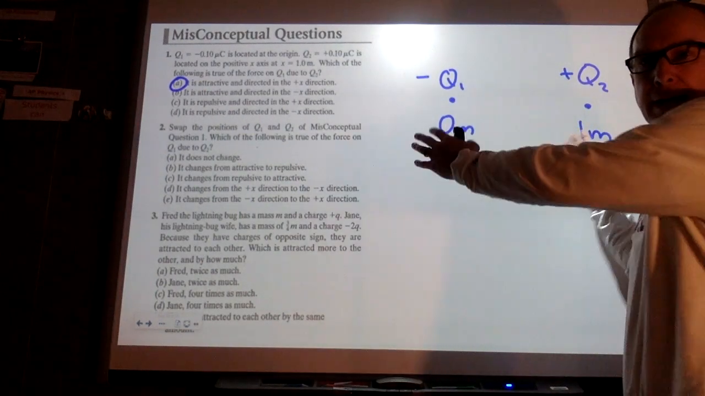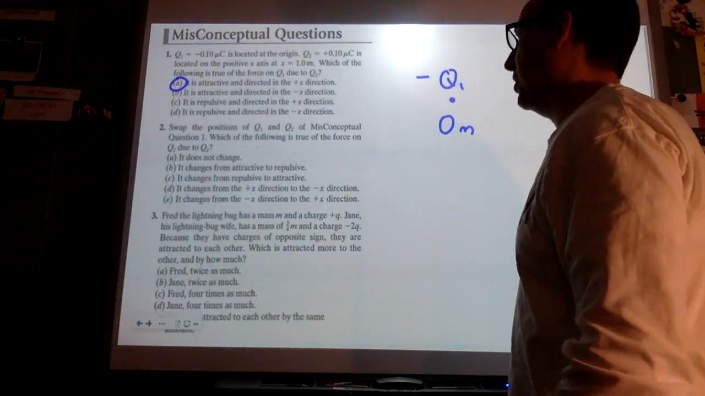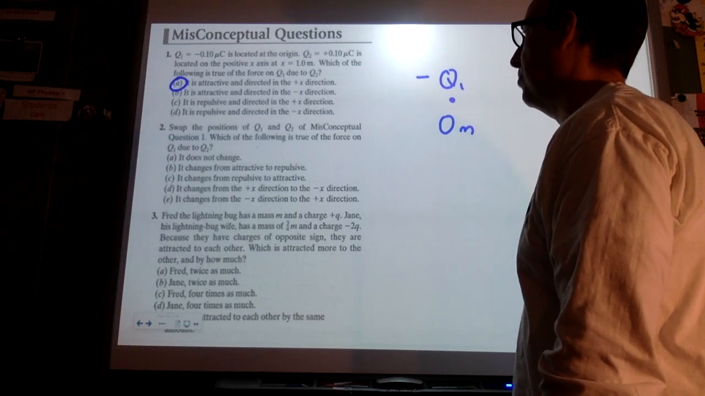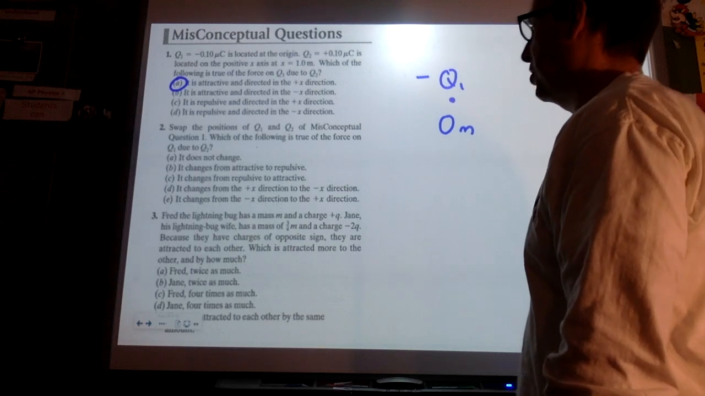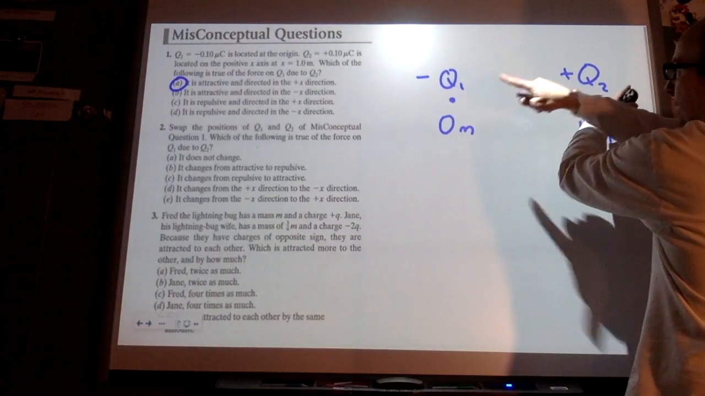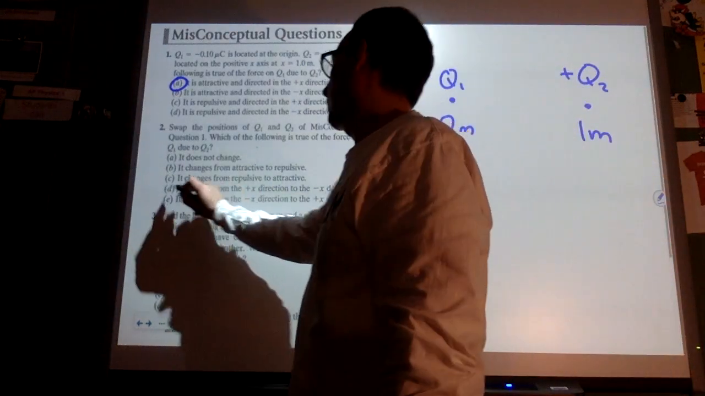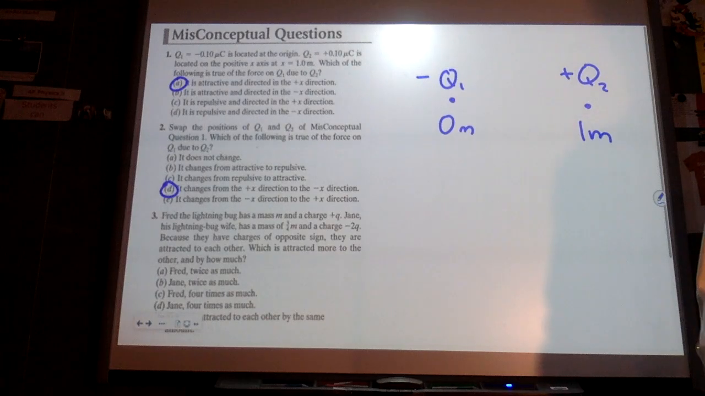And the way that I drew this, if that's 0, and that's 1. Swap positions of Q1 and Q2. Which is true of the force on Q1 due to Q2? If I flip these, Q1 is now going to be pulled in the opposite direction. It's always going to be pulled towards the other charge.